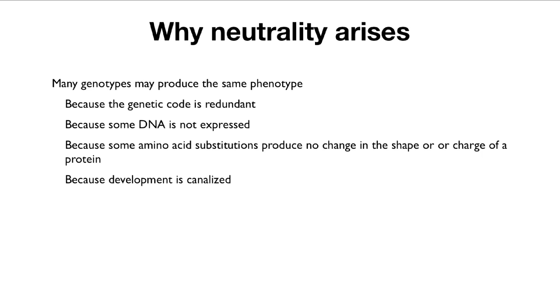And finally, because the process of development is canalized, which means that it's buffered so that, for example, we tetrapods always get 5 fingers, or tend to get 5 fingers. You can have a lot of genetic variation in the processes that produce hands without changing the number of digits. So the 5 is canalized.